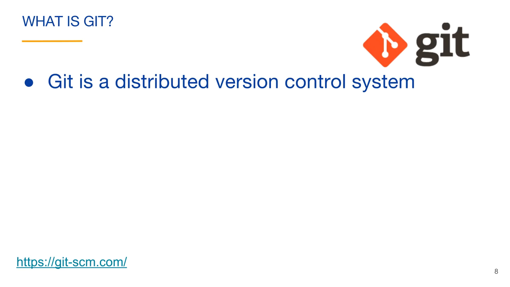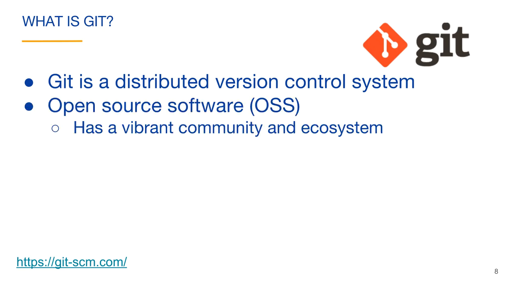Git is a free and open source software project, meaning that the code that implements Git is publicly available. No single company owns Git, and anyone can make contributions to improve it. Git has a vibrant community of support and an ecosystem in which many other technologies are integrated with it.